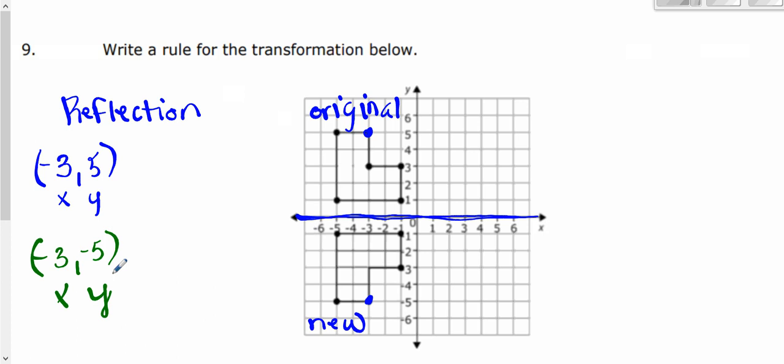Okay, so what I can see that happened is this Y value became the opposite of what it was before. So to write that as a rule, I'm going to have X, Y changes to X, the opposite of Y.